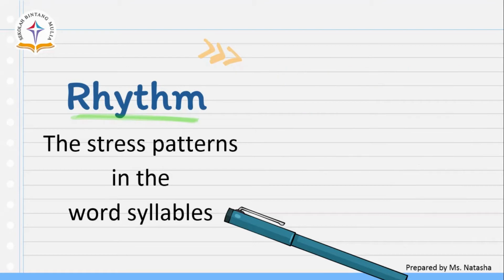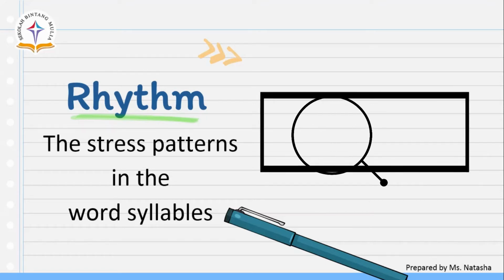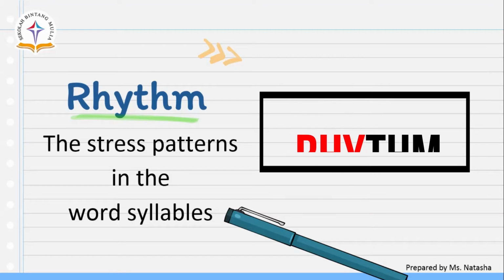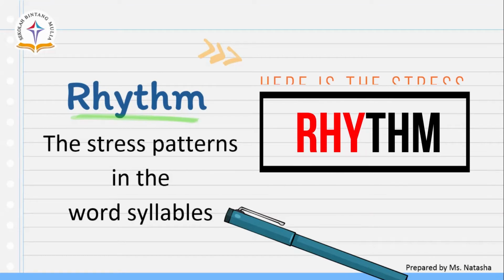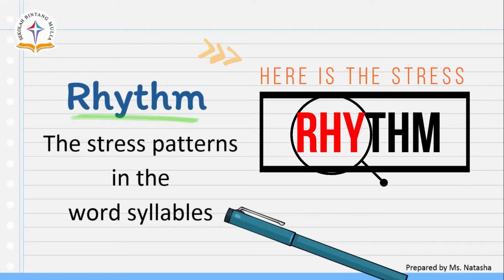So, it's rhythm, not rhythm. The first one is correct. The second one is not correct. The stress is when you say it louder. So the rhy in rhythm is louder than the thm, right? So, rhythm. The stress is on the rhy.